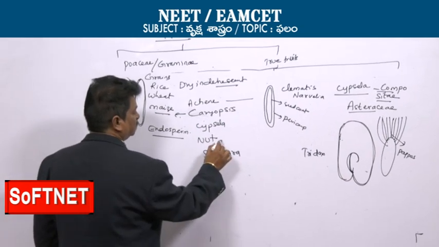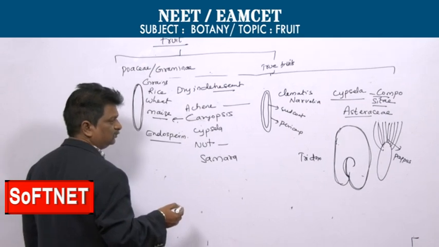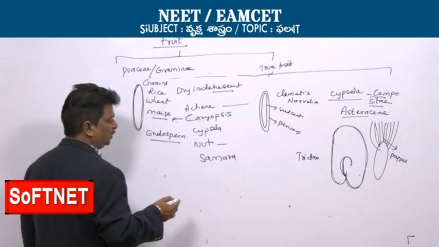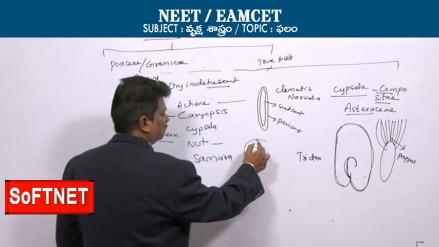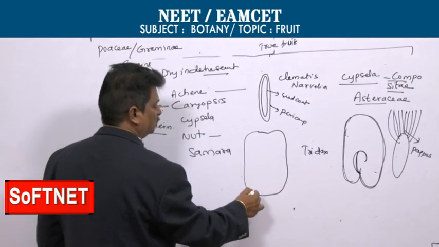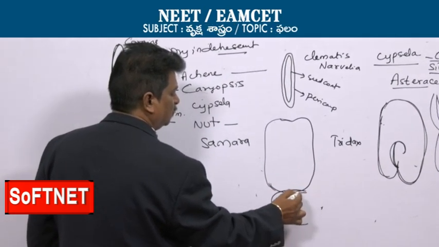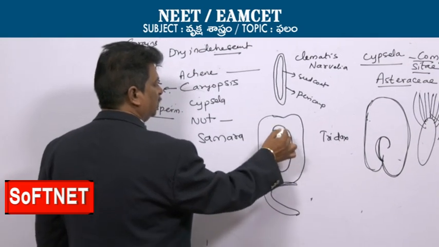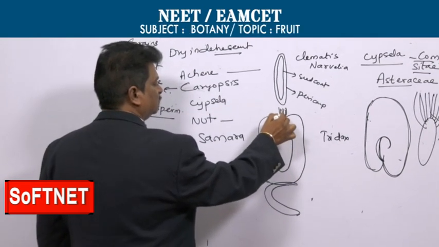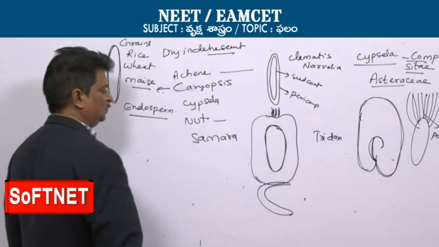So next fruit, nut. Nut fruit is developed from multicarpellary, syncarpous ovary, unilocular and single seeded, but the seed is free from the fruit wall.